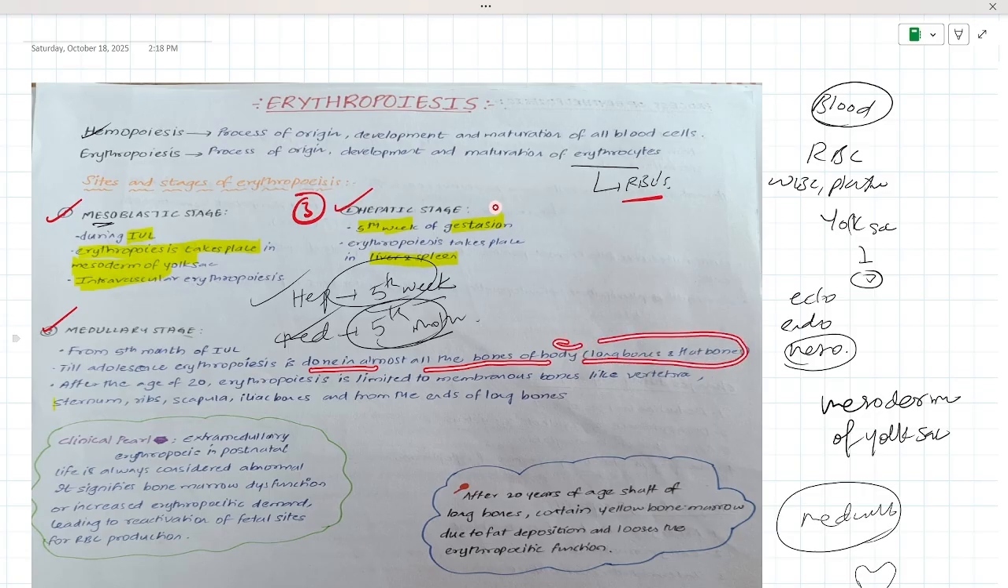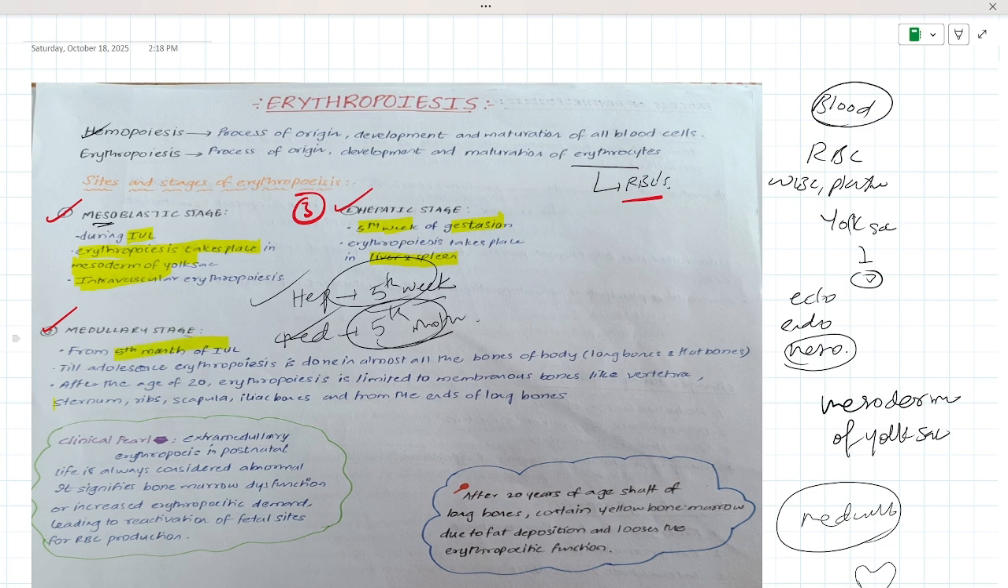Almost all the bones, where the medulla of the long bones or medulla of the bones, right? After the age of 20, erythropoiesis is limited to membranous bones like vertebra, sternum, ribs, scapula, iliac bones, and the ends of long bones. I hope you got the point here. Please try to understand.